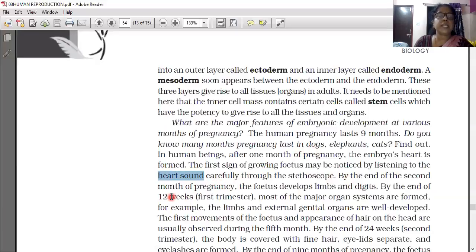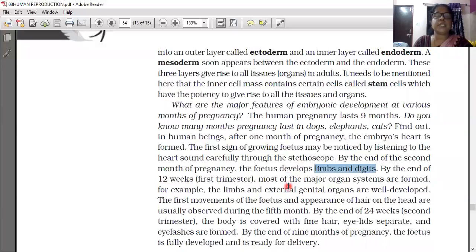By the end of the second month of pregnancy, the fetus develops limbs and digits. So by the completion of the first month, the heart develops and the heartbeat starts, and we can listen to the heartbeat using the stethoscope. By the end of the second month, the fetus develops limbs and digits.